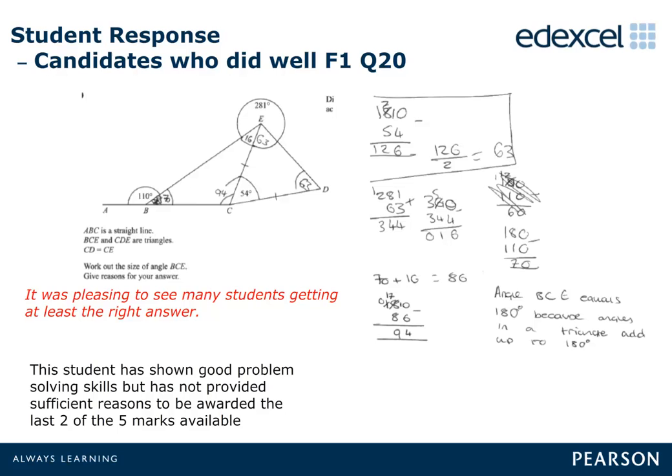Paper F1, question 20. This was a geometrical problem which required calculation of several angles in order to get the final answer. From the Principal Examiner's report: it was pleasing to see many students getting at least the right answer. Many candidates, despite getting the correct answer, did not get full marks. This student has shown good problem-solving skills, but has not provided sufficient reasons to be awarded the last 2 of the 5 marks available.